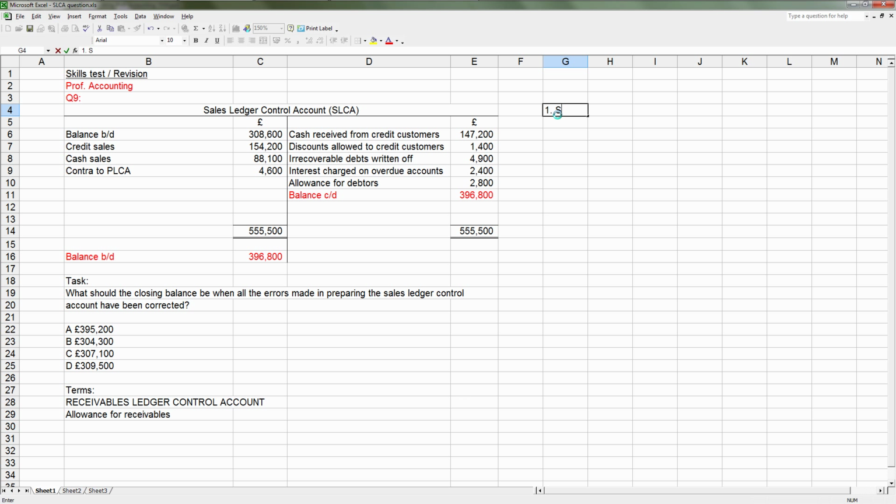So the sales ledger control account only involves credit sales. Obviously the purchase ledger control account would only involve credit purchases. So in this case it only involves credit sales. So the reason I'm saying this, which is quite a relevant point overall, is that in this question we have a reference to cash sales.